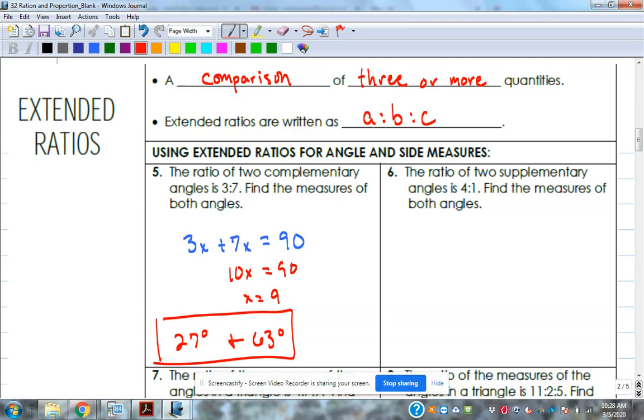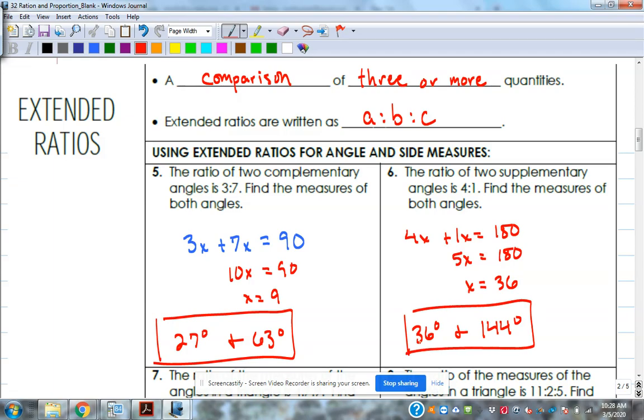Number 6 is a supplementary problem. Same idea. 4 to 1 with the measures. What are the measures of both angles if they're supplementary? So what's our equation? And then y'all know that's 5x equals 180. Divide by 5 would be 36. So we have 36 degrees, and the other one would have to be 144. So they add up to be 180, right? Also, 4 times 36 is 144. Okay, so we're using that ratio and the supplementary idea to get there.